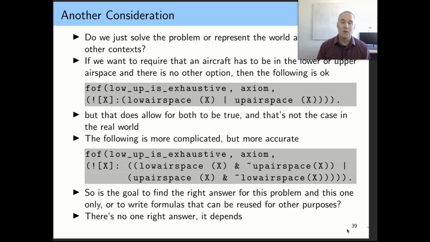Okay, so we could say that to solve our problem, we just have the lower airspace or the upper airspace, which however does allow for both situations to be true, and that's not true in the real world. It solves our problem of saying it's one or the other, or both. It will get us a proof, but that rule is potentially dangerous in the long term. What we really want to say, I think, is in the long term that there isn't a middle ground. It has to be one or the other, and not both.